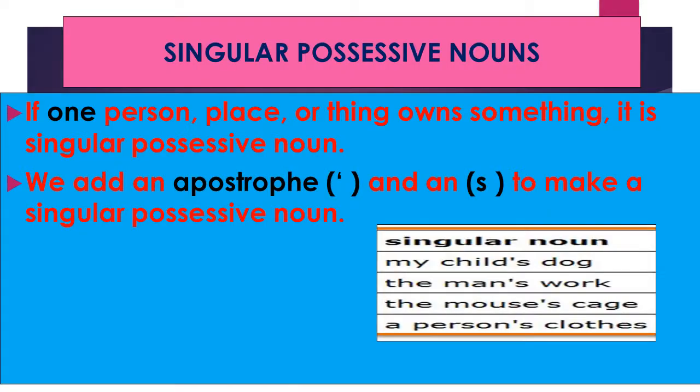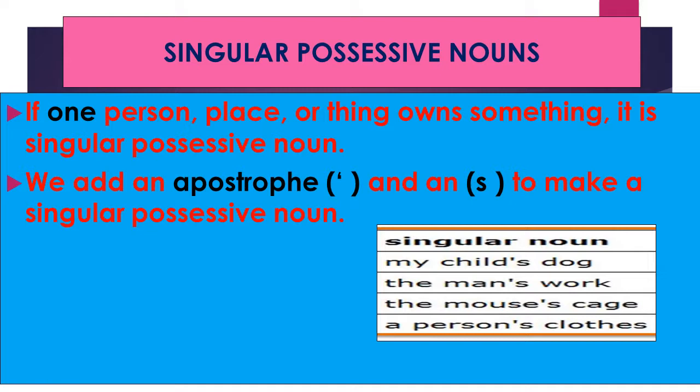So possessive nouns again are of two types, singular possessive and plural. Singular refers to one. One person, one place, one thing, anything which belongs to one, that is singular. So if one person, place or thing owns something, it is a singular possessive noun. So we add an apostrophe, that symbol is called apostrophe, and an S to make a singular possessive noun. If that belongs to one person only or one place only, that is called singular possessive.